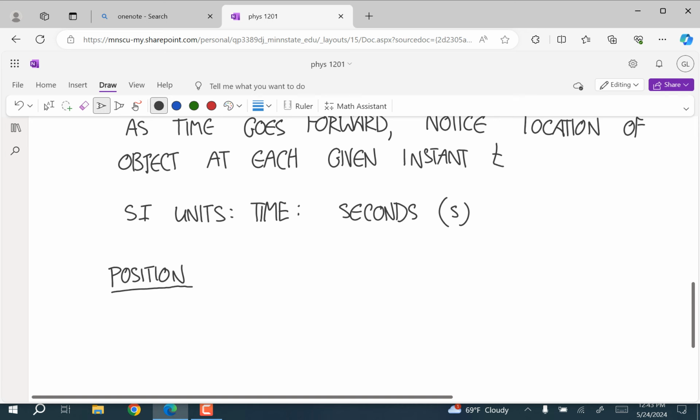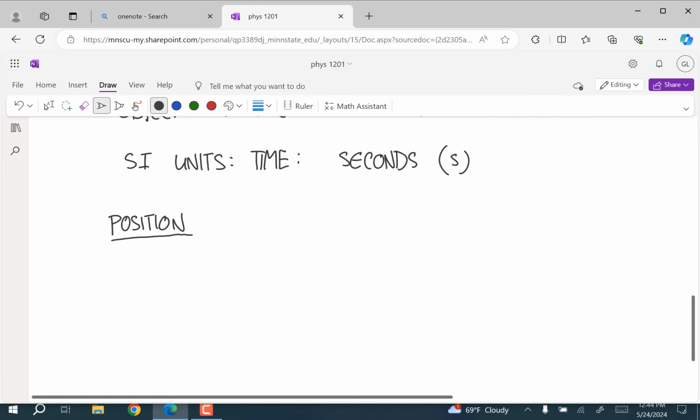You get a position when you set up a system of measurement that allows you to put a position onto an object's location. So what we are going to do to measure the position of objects, and this is all imaginary, you don't necessarily physically do this, but first we are going to imagine a number line along the line that the object is moving. Remember, we're only talking about motion along a line.